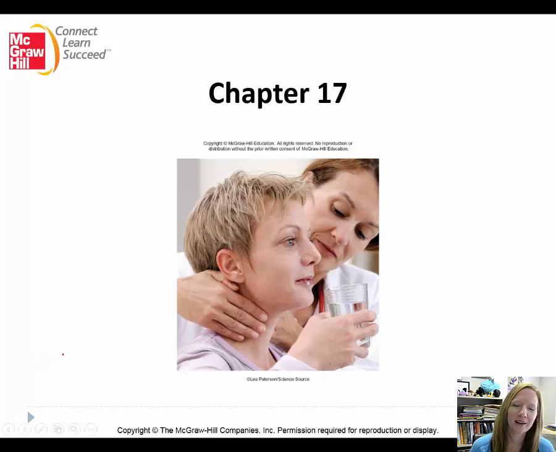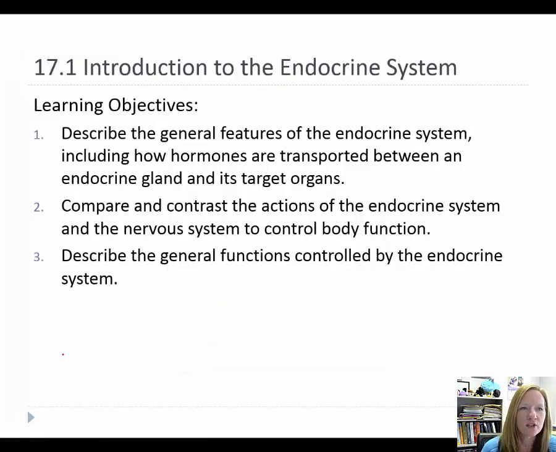Hi everyone. We're going to start out with chapter 17 for this class, and chapter 17 is covering the endocrine system. So for this very first section, we're just going to introduce the endocrine system. We're going to talk about general features, general functions, and then we're going to go through and compare and contrast the endocrine system with the nervous system.